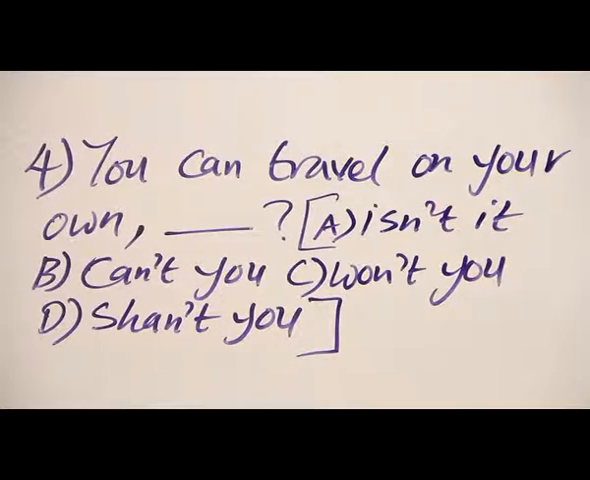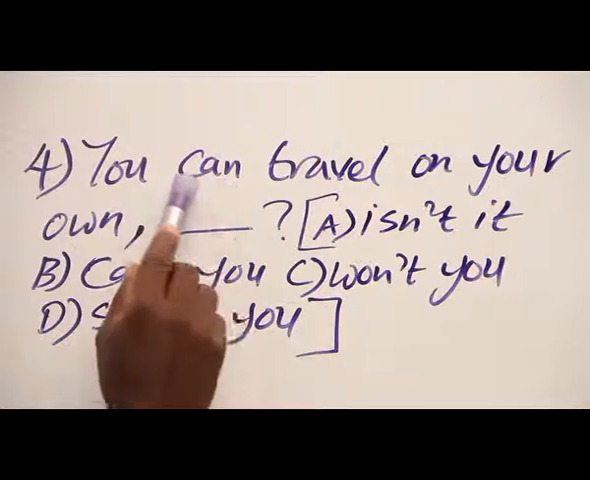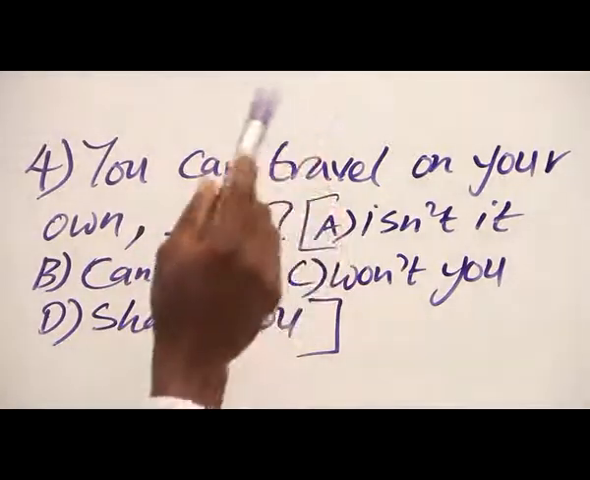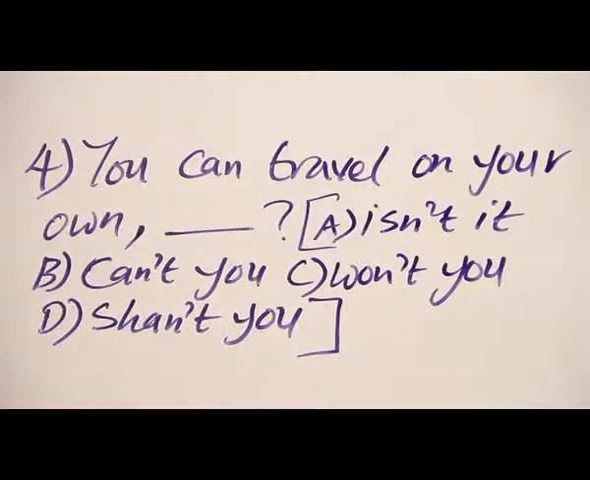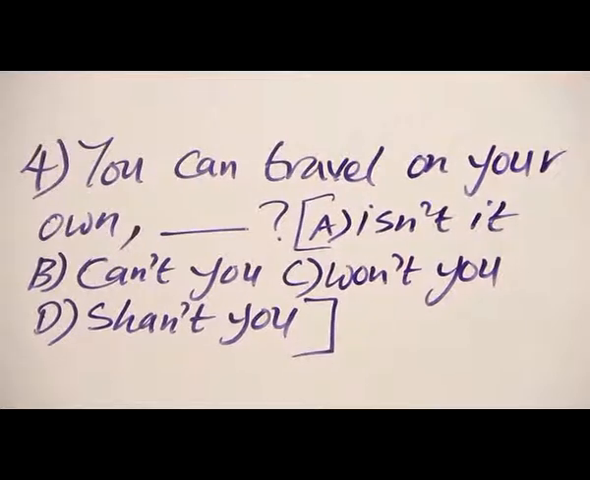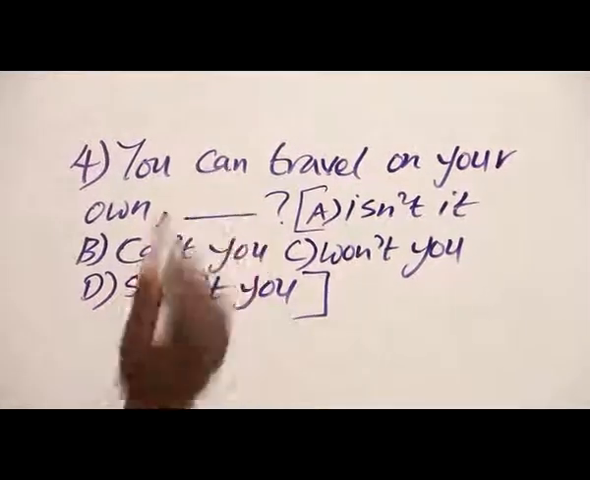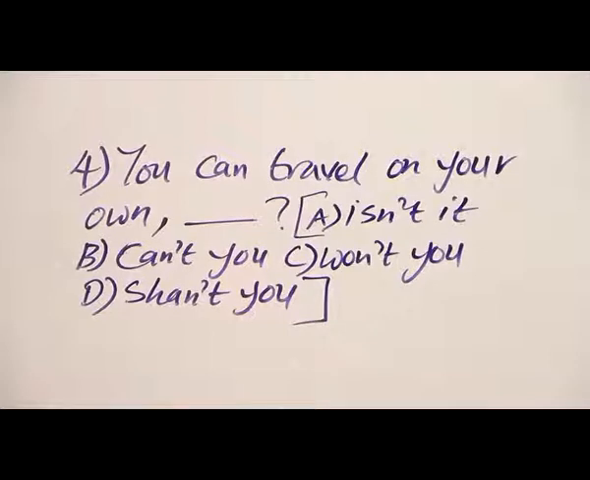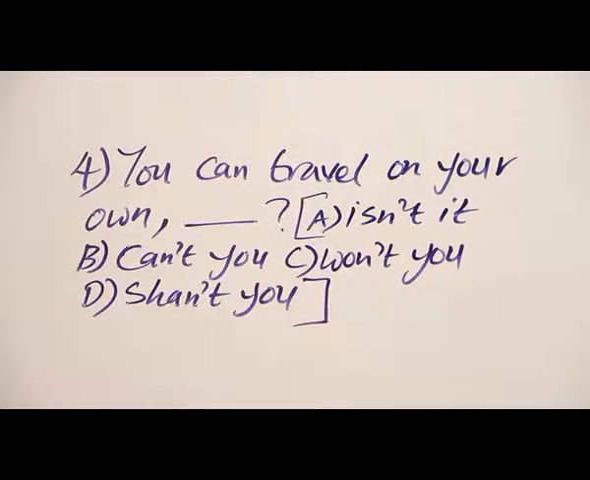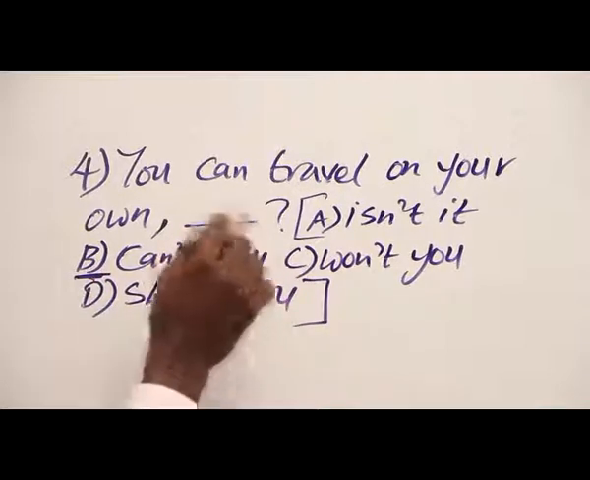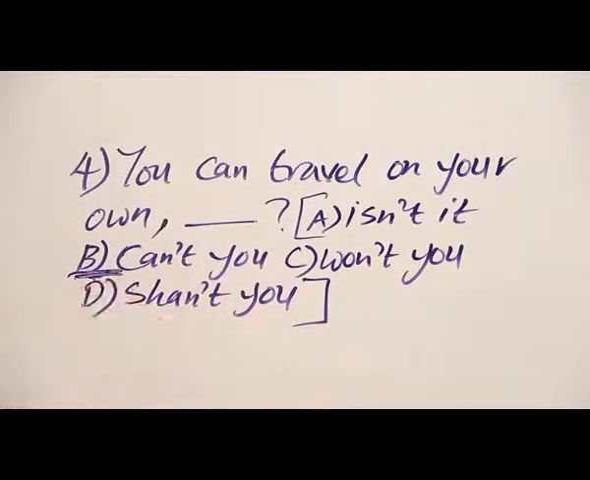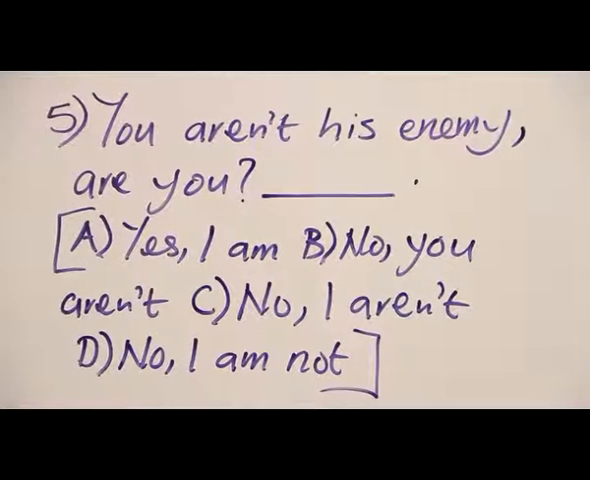Now, what do we look at? Look at your verb, can. You have can, an auxiliary verb, and the main verb, travel. But once you have such a situation, you use your auxiliary verb to operate. Now, already it's can. Since it is positive, what do you look for? You look for the negative form of can, and that is can't. And of course, the right subject is you. So we'll take B as our answer. You can travel on your own, can't you? That is the answer.